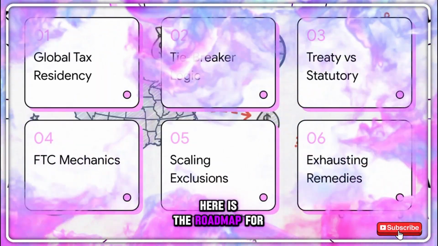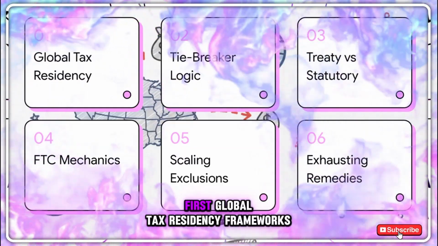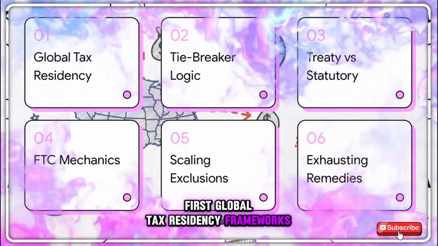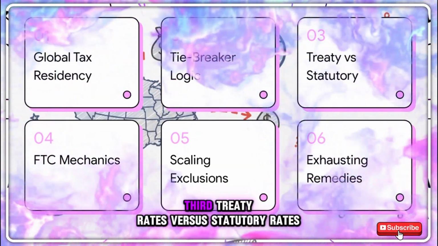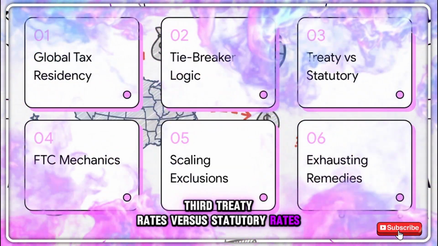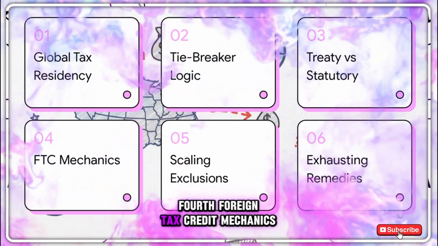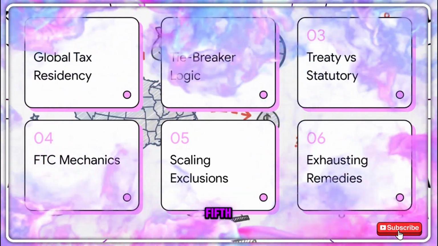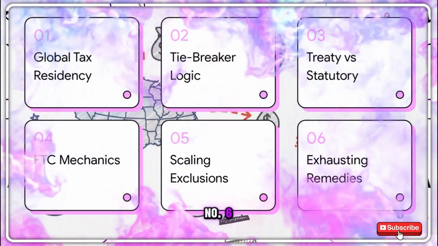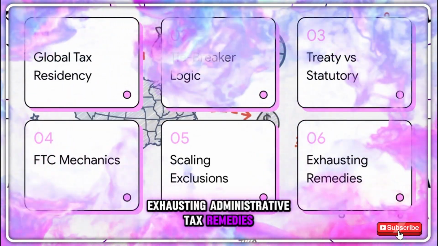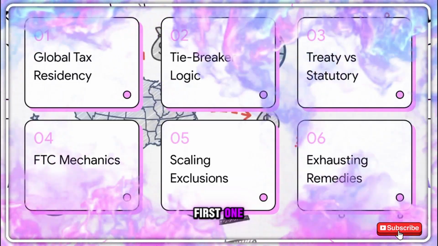Here is the roadmap for where we're headed today. First, global tax residency frameworks. Second, the tiebreaker logic cascade. Third, treaty rates versus statutory rates. Fourth, foreign tax credit mechanics. Fifth, scaling exclusions against credits. And finally, number 6, exhausting administrative tax remedies. Let's jump right into the first one.